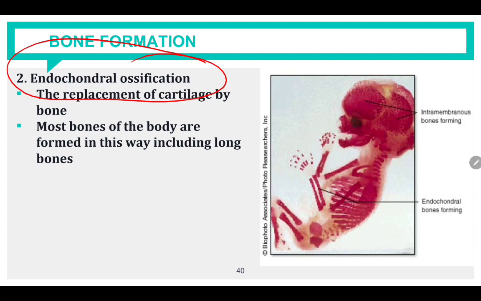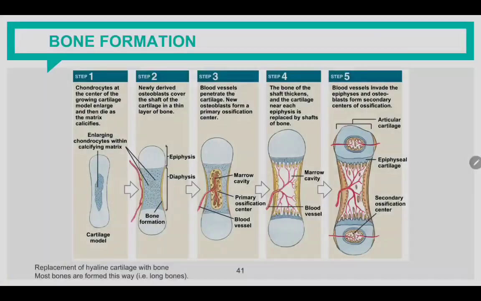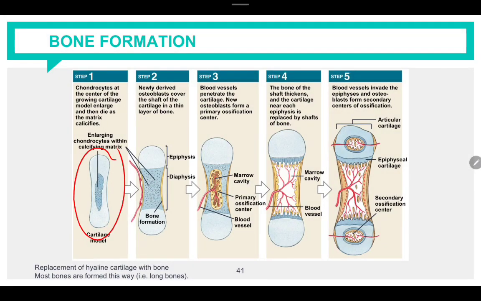So, ito yung pinaka-best picture, guys, para mas maintindihan ninyo. Ito siya. Okay? We have 5 steps here for bone formation using endochondral ossification. You have a cartilage model here. The chondrocytes at the center of the growing cartilage enlarge and die as the matrix calcifies. From there, the blood vessels will try to infiltrate and mag-form ng mga osteoblast. So, saan galing yung osteoblast na yan? Sa tinatawag natin na ossification center. Mag-form ng mga osteoblast and then, mas magpapasok pa yung mga blood vessels dyan.